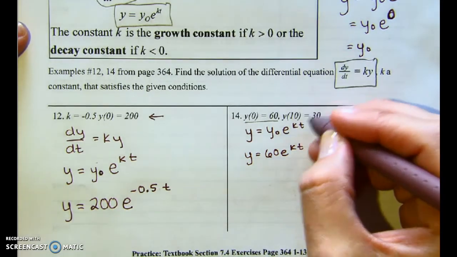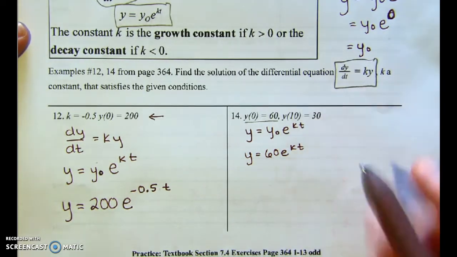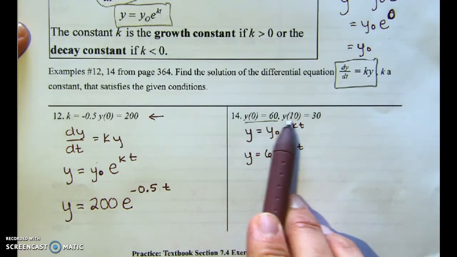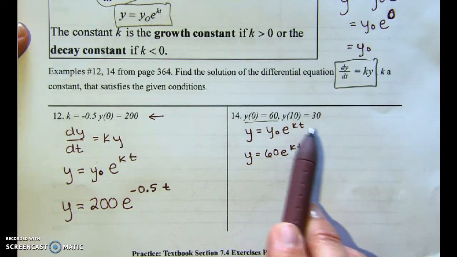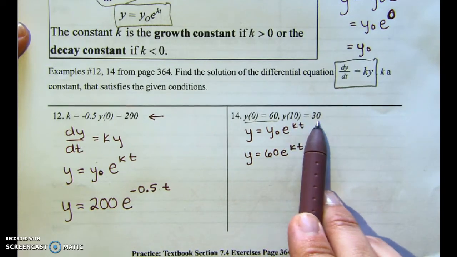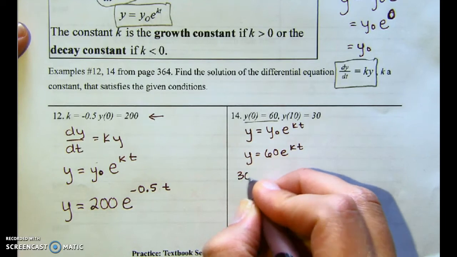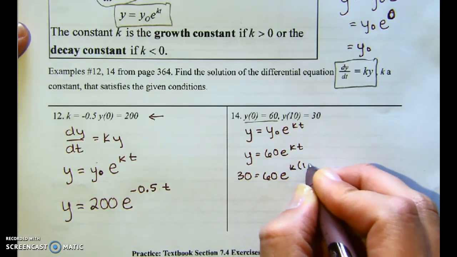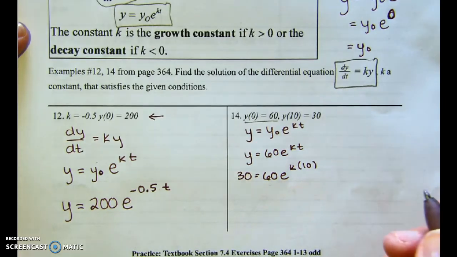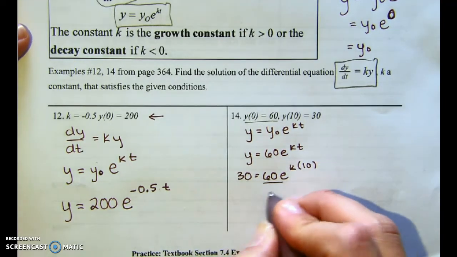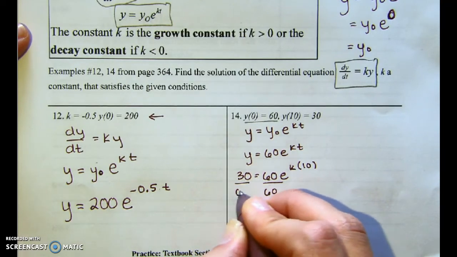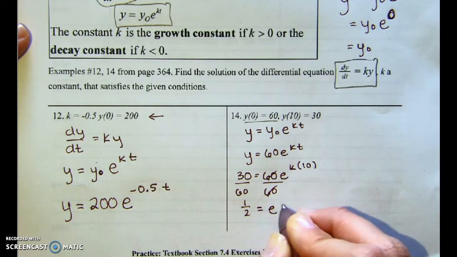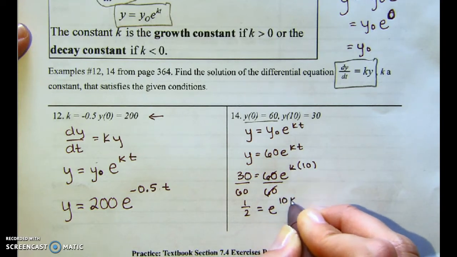And then they gave us a second point. So at the beginning the population was 60, and after 10 years the population's at 30. So we're going to plug in 10 and 30. So 30 is y, 10 is our t value, time, and solve for k. So the population got cut in half. We see that. Half equals e to the 10k.